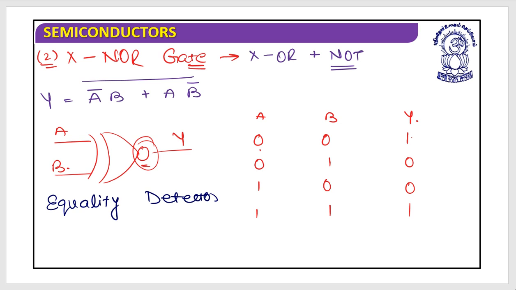This is the equality detector, that when both the inputs are the same, the output would be the 1. If it is 0 0, output is 1. If it is 1 1, then the output is 1, and so on.